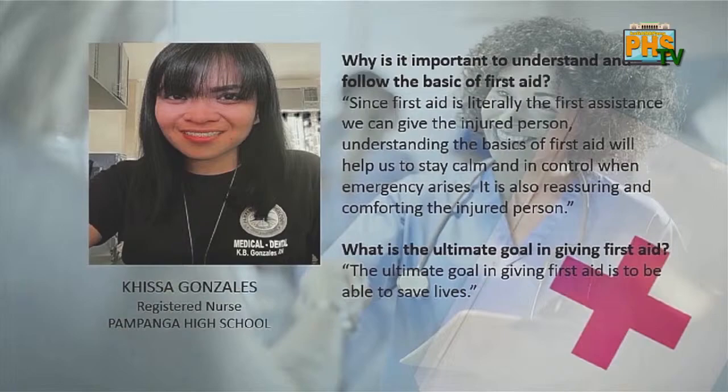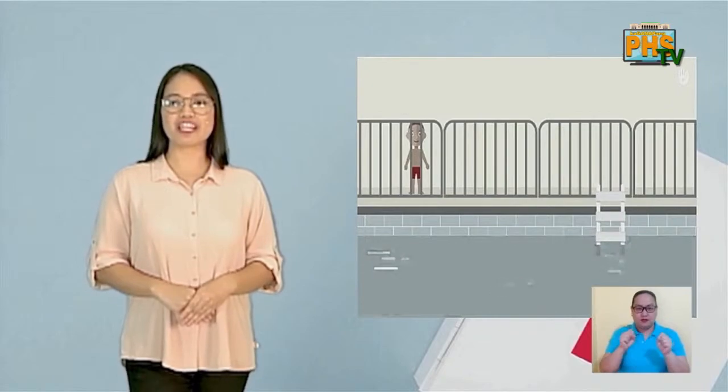What is the ultimate goal in giving first aid? The ultimate goal in giving first aid is to be able to save lives. Prevention is better than cure. Practicing this principle that advocates safety awareness is essential in achieving quality of life. But our immediate environment poses danger to everyone. No place is considered safe, not even in the comfort of our homes.